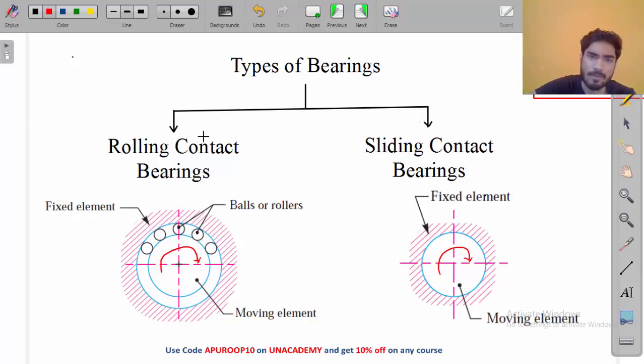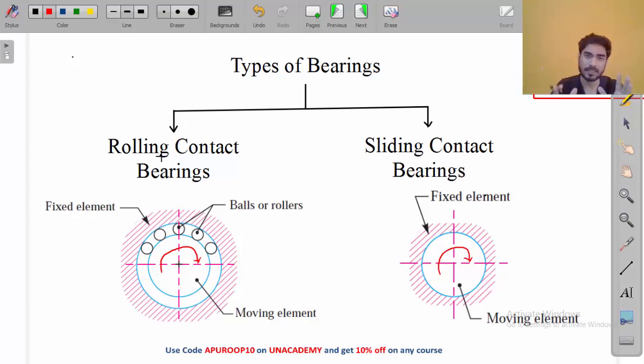In case of rolling contact bearings, we don't talk about lubrication. Why? Because it requires almost no lubrication, since the friction is very, very less. So their design process is completely different, because their working is completely different. The thing that is important in sliding contact bearings, lubrication, is not important in rolling contact bearings.